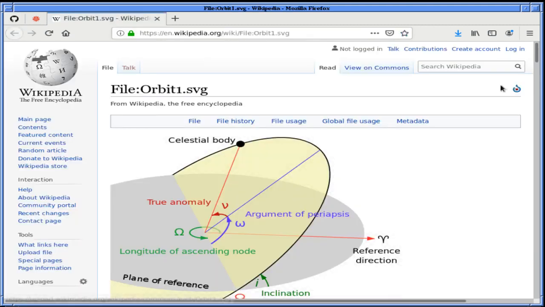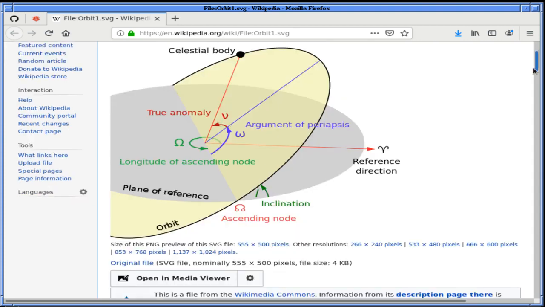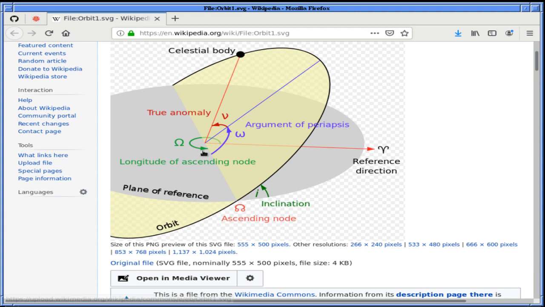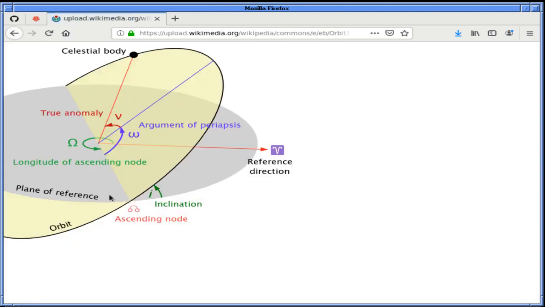All this is coming from this diagram pretty much, and these are pretty much standard parameters. So if you want to learn some astronomy, this is it. Wow, oh no, it's actually supposed to be cut off.